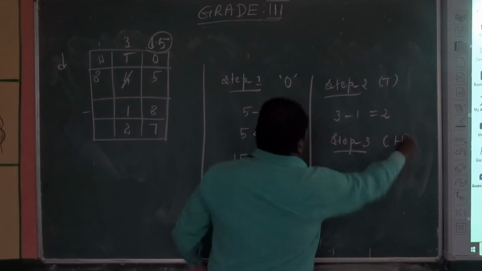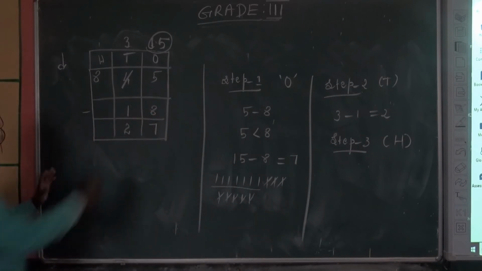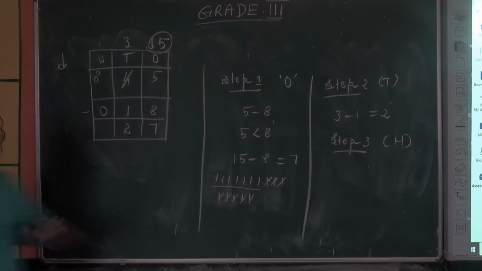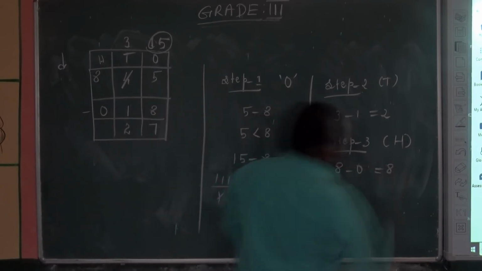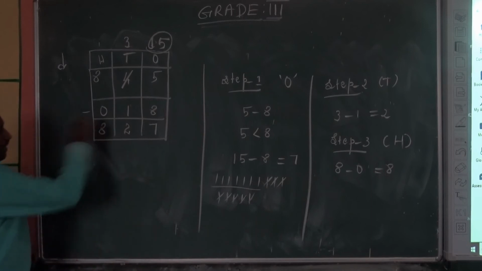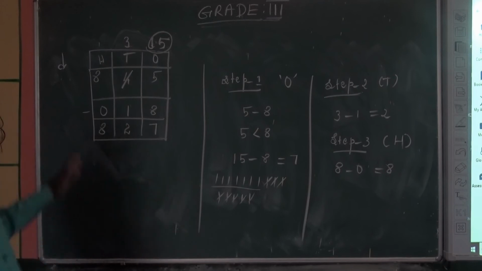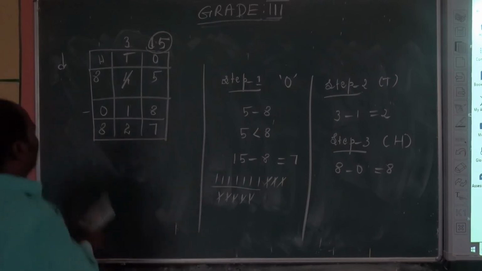Step 3, hundreds place. Here our hundreds place is 8 hundreds minus nothing. Minus nothing means 0. 8 minus 0 is equal to 8 hundreds. The 8 hundreds we write in the hundreds place. Here our difference is 827.